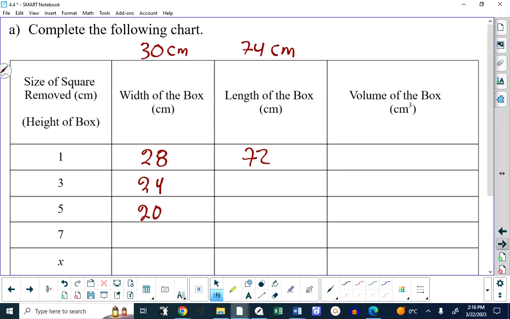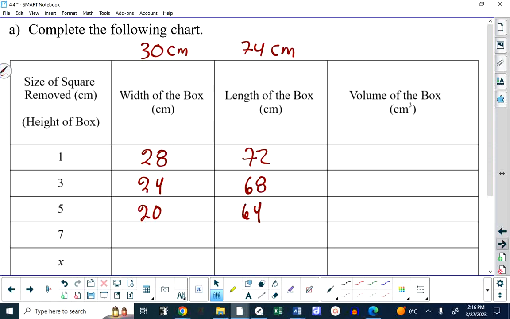And I'm not so sure we need to populate this whole table, okay? I'm trying to teach you how a junior high student might approach this problem, okay? And we're removing 3 and 3 from 74. That leaves me, I believe, 68. If we remove 5 and 5 from 74, that leaves me with 64.